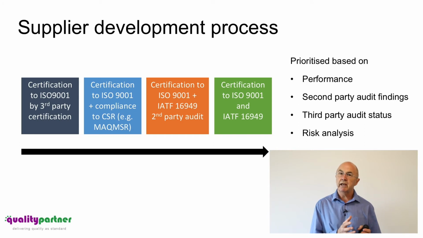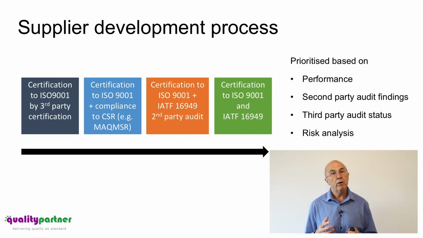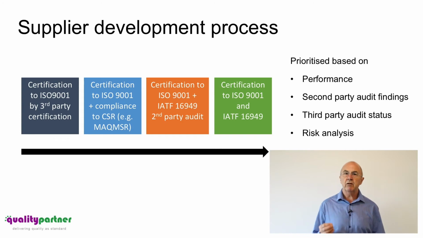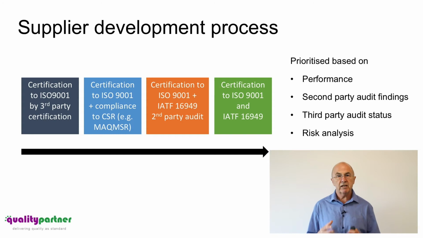In doing this, we're looking at supplier performance, we're looking at second party audit findings, we're looking at the third party certification status, and we're also taking into consideration the risk. For example, we may have some key single source suppliers that it is imperative that have good systems to make sure they can provide ongoing supply. So this is much stronger now in IATF 16949 that we have a very structured supply development process.